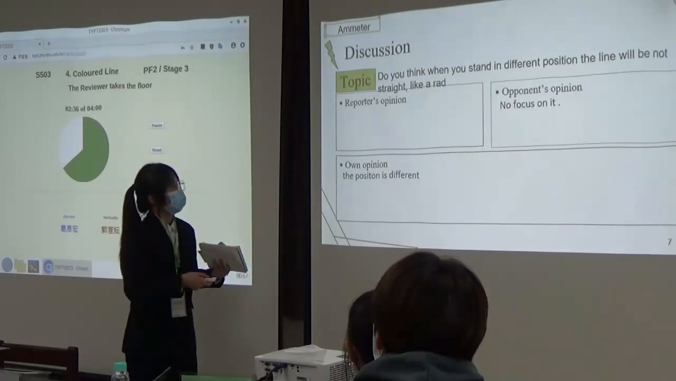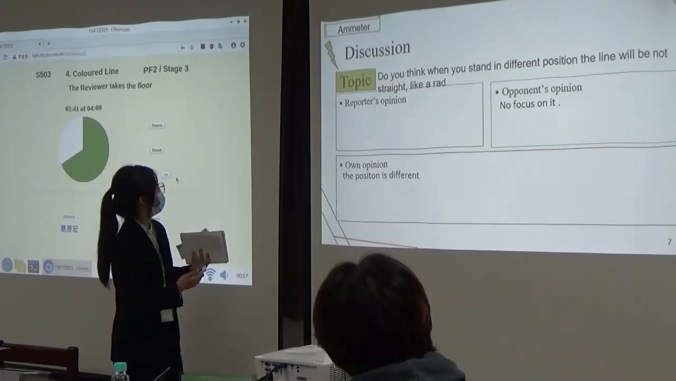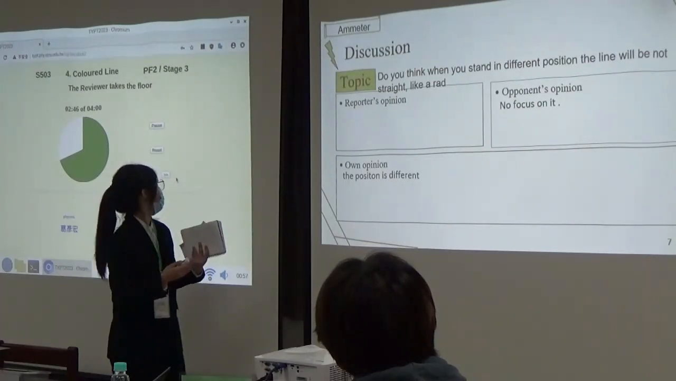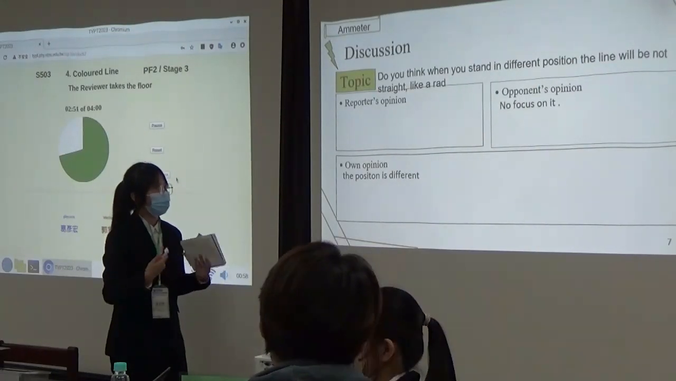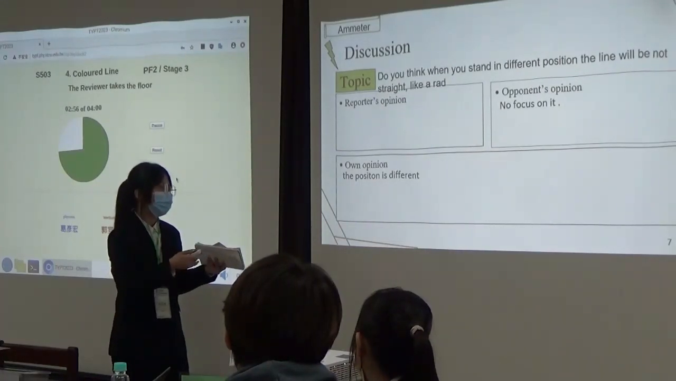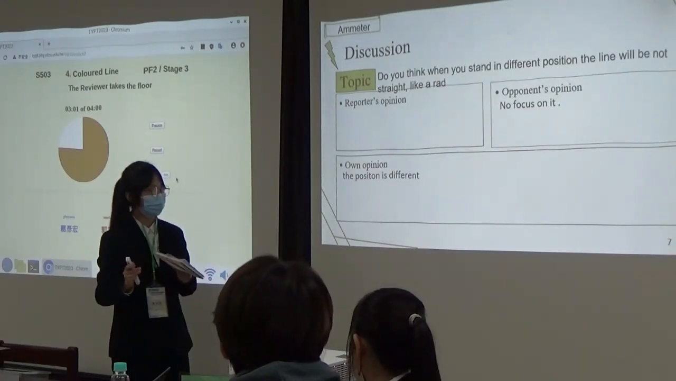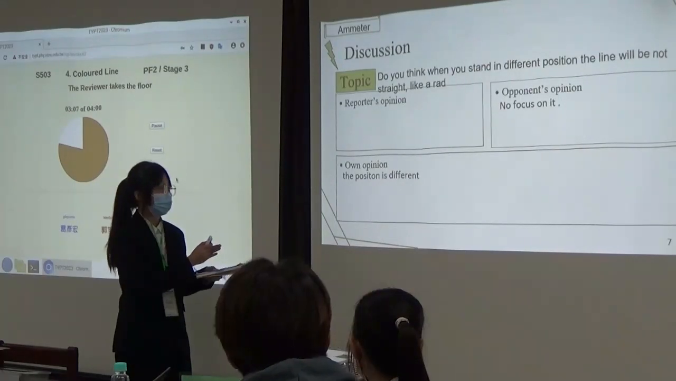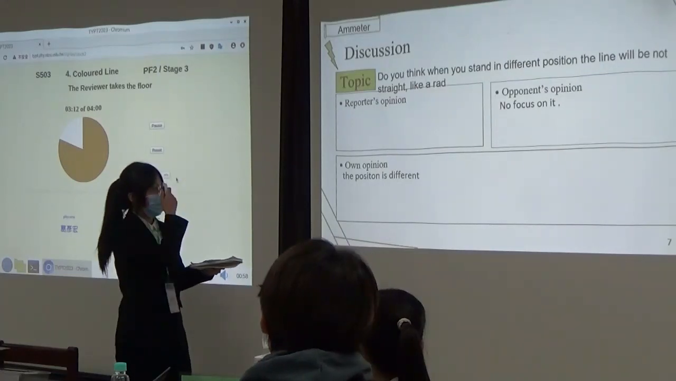And do you think when you stand in a different position, the line will not be straight, like the red? The opponent said the first statement is the equal color line. But I mean, when we stand at a different view angle and look at the line on the disk, it will not be straight. It will look like that.